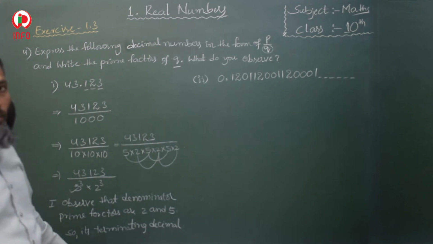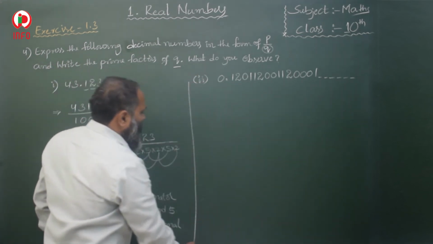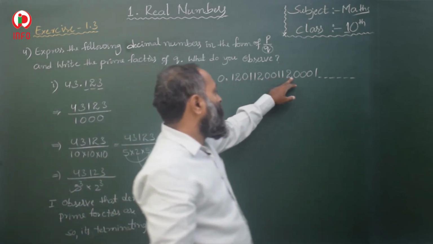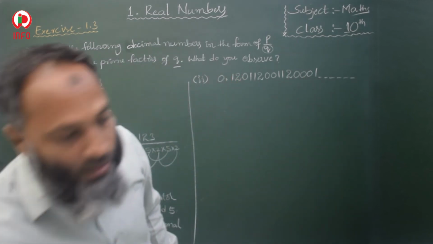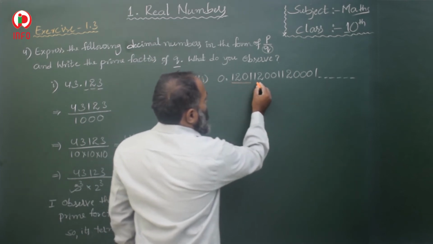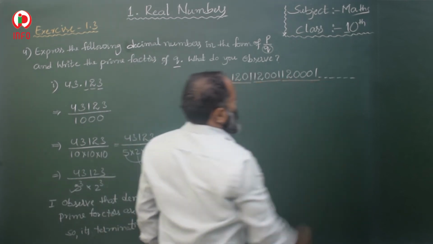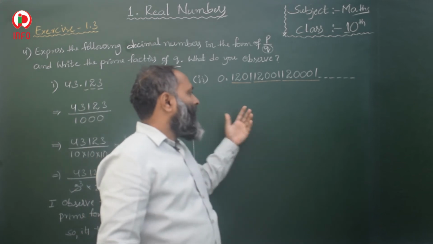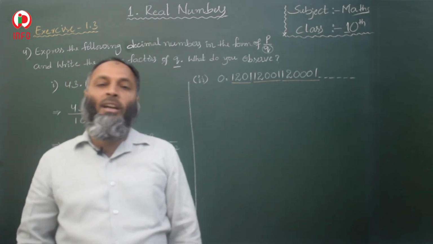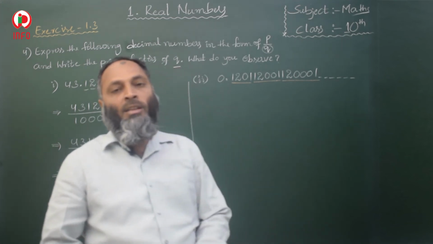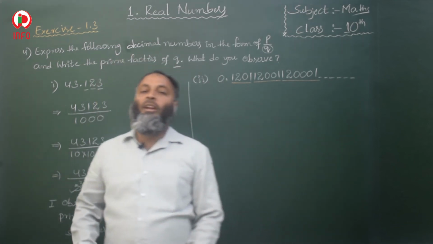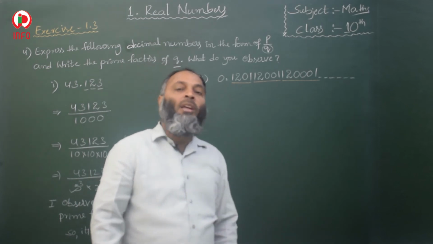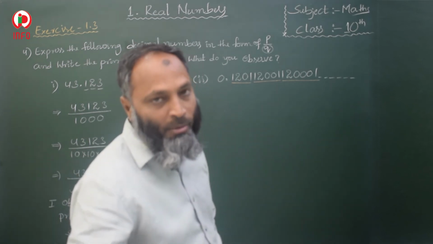Terminating decimal. So, this is our observation. Now, the next question: 0.1201 12001 12001 12001. This is the sequence given. This sequence is neither a terminating nor a non-terminating decimal. If the given decimal is neither a terminating decimal nor a non-terminating decimal, that is an irrational number. If the number is irrational, we cannot write that in p by q form. Okay?